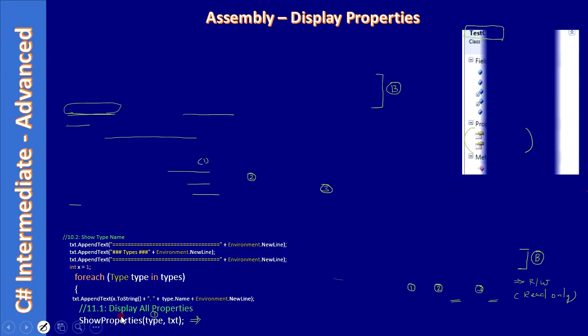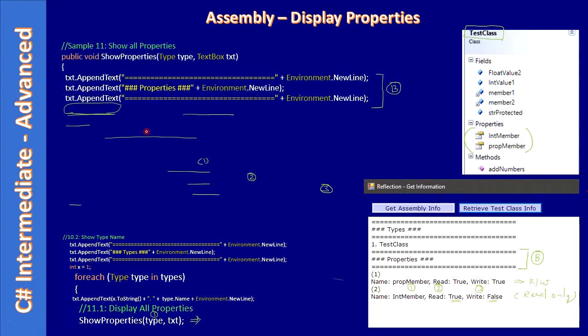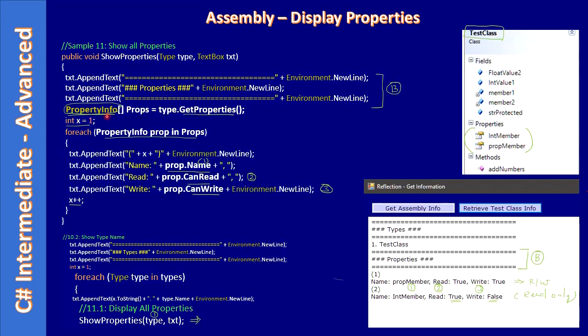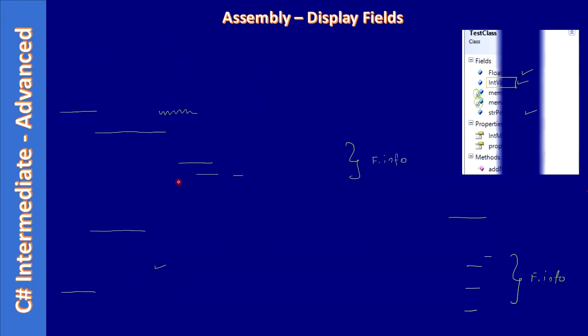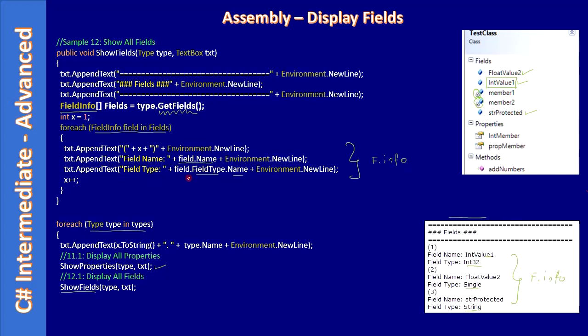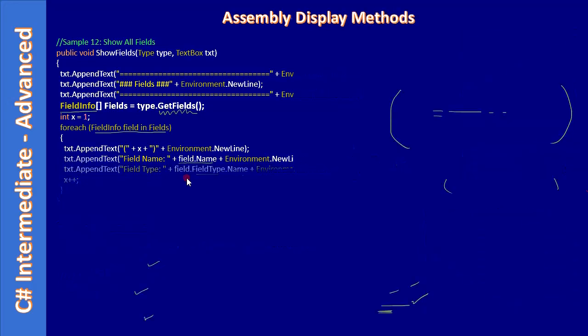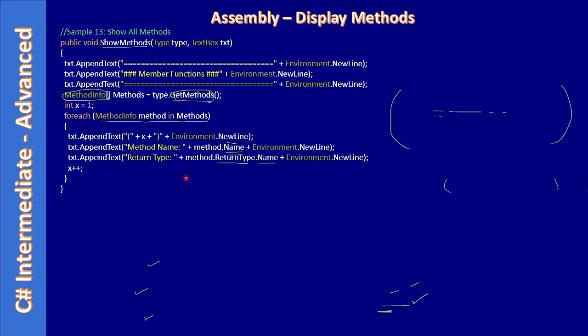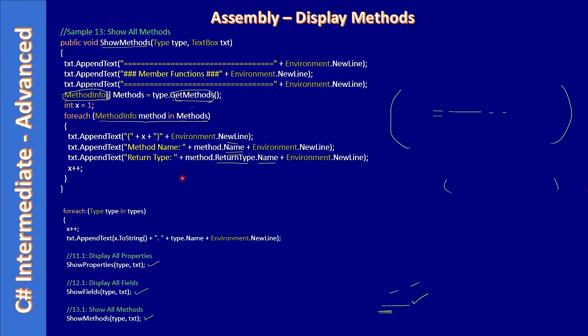Then we wrote the show properties function. In show properties, GetProperties will retrieve the property info. Then we iterate through the property info and read the property name and whether it is readable, writable or read-write. Then we displayed fields, the field name and its type. Then in the last video we displayed the method name and its return type.